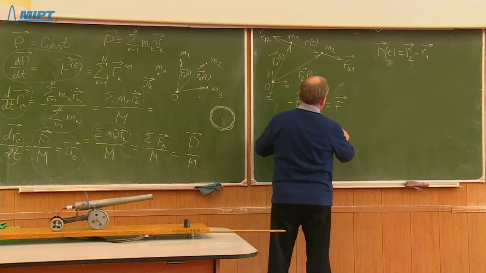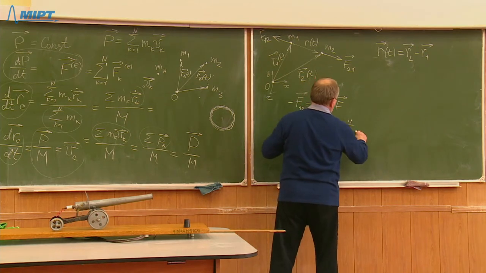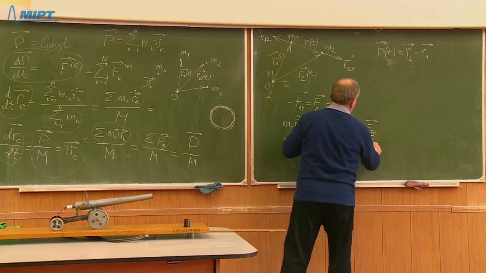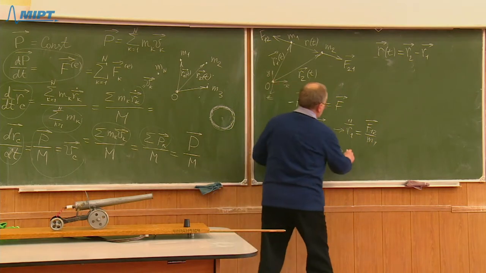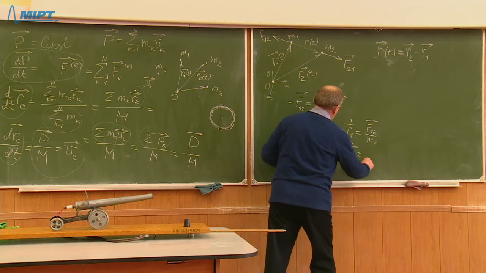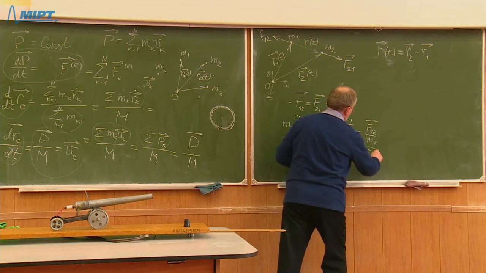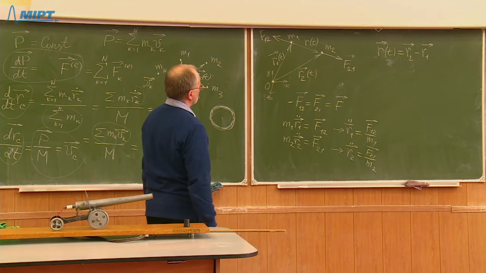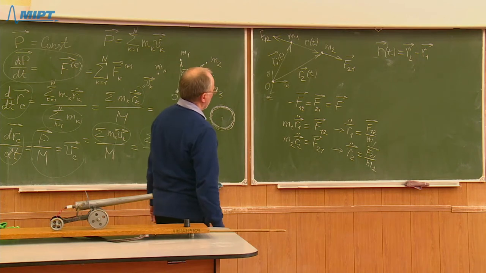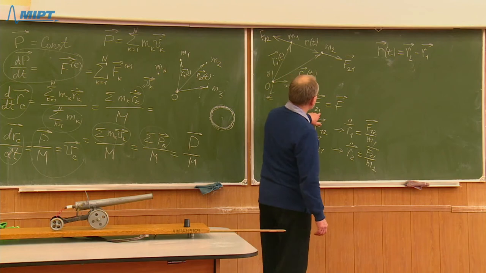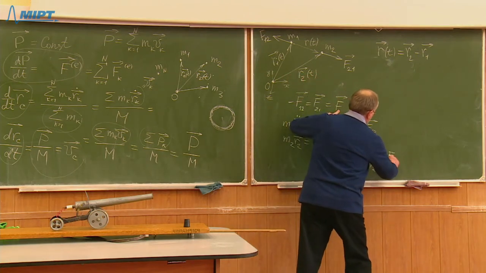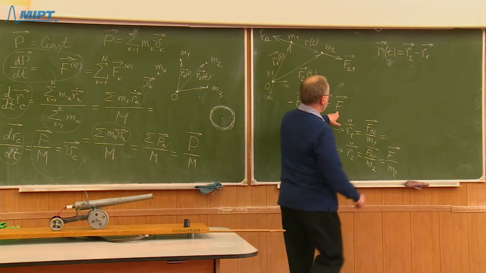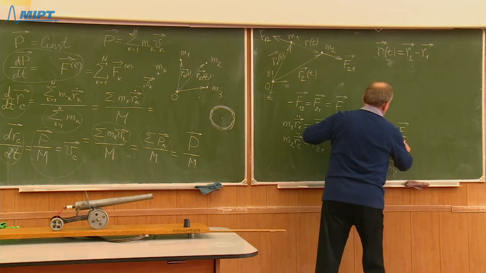So from the first equation, R1 second derivative, R1 with two dots, equals F12 divided by M1. And from the second line, I find that R2 second derivative equals F21 divided by M2. And I denoted F21 by F. So that will be simply F divided by M2. And then F12 will be equal to minus F. That will be minus F divided by M1.